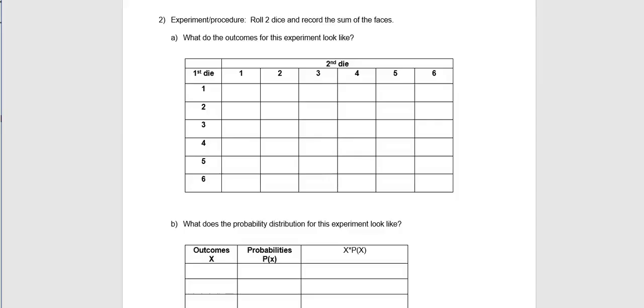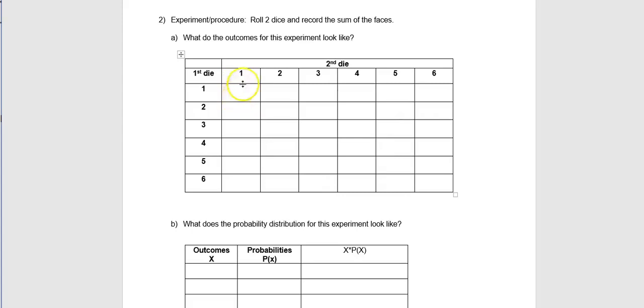Now let's look at another experiment. This time, instead of just rolling one die, we're going to roll two dice, and then we're going to add the two faces together. So the experiment is to roll two dice and record the sum of the faces. First of all, we have to figure out what the different outcomes for this experiment would look like.